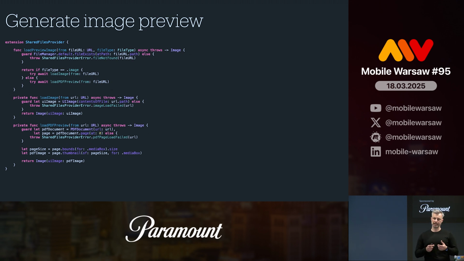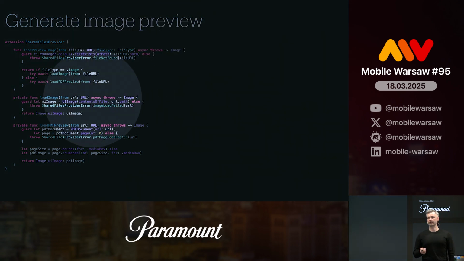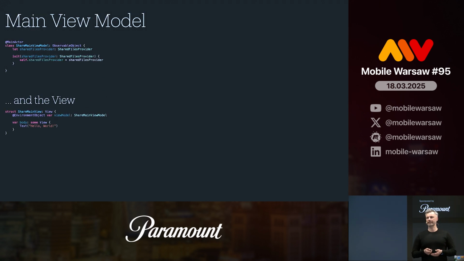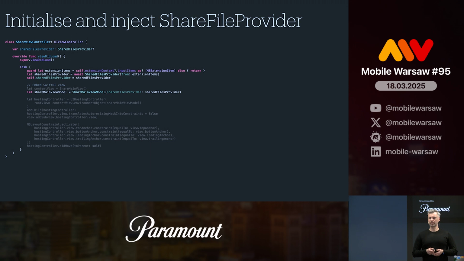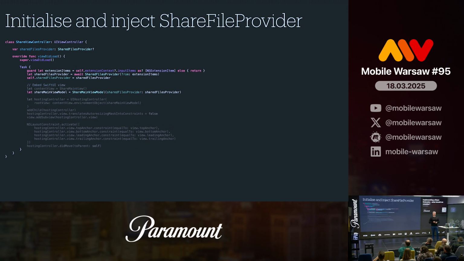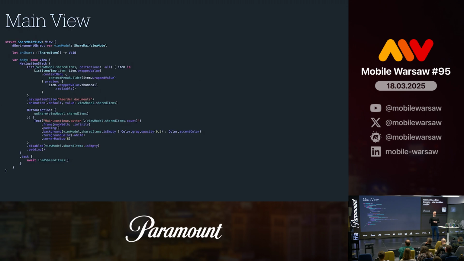Generation of the images. First of all, I have to separate the files and sort them into PDFs and images, and then we simply generate the previews. So everything works and we display this in the view. To do that, I also have to initialize this in the first main class, ShareViewController, of course. So I added a few lines of code, and we are displaying the data.